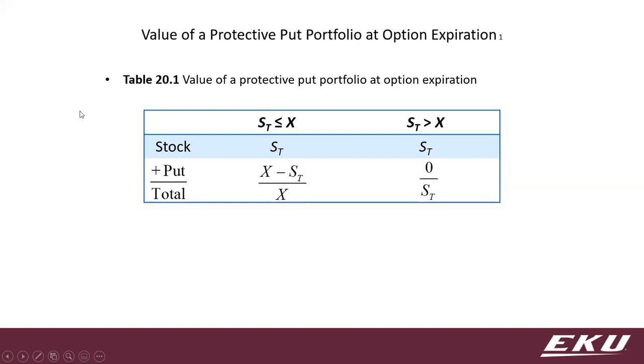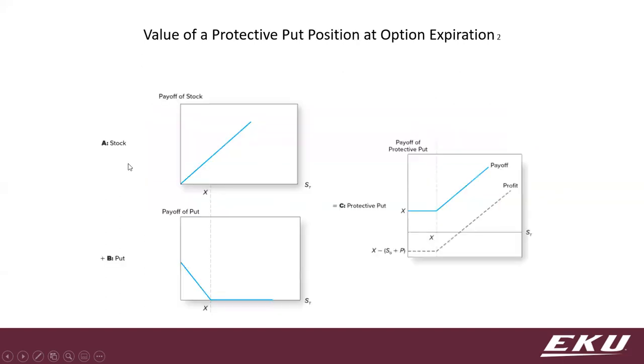Otherwise, if ST went really, really low, we would still have ST. But in this case, we've locked in the loss that we would have. So the stock itself just pays ST. The put has this negative down to the exercise and then 0. And if you add these together, going up at a 45 and down at a 45 adds up to a flat line. And then a flat line plus this 45 degrees makes it 45 degrees. So this is what that looks like.